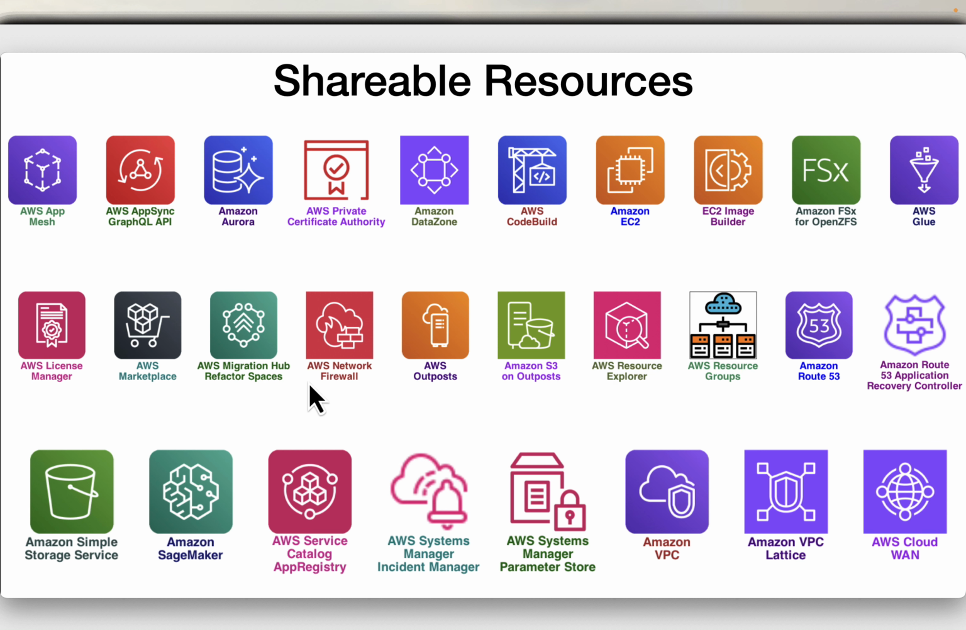Refactor Spaces, AWS Network Firewall, AWS Outpost, Amazon S3 on Outpost, AWS Resource Explorer, AWS Resource Groups, Amazon Route 53, Amazon Route 53 Application Recovery Controller, Amazon Simple Storage Service S3, Amazon SageMaker, AWS Service Catalog App Registry, AWS Systems Manager Incident Manager, AWS Systems Manager Parameter Store, Amazon VPC, Amazon VPC Lattice, and Amazon Cloud WAN, Wide Area Network.